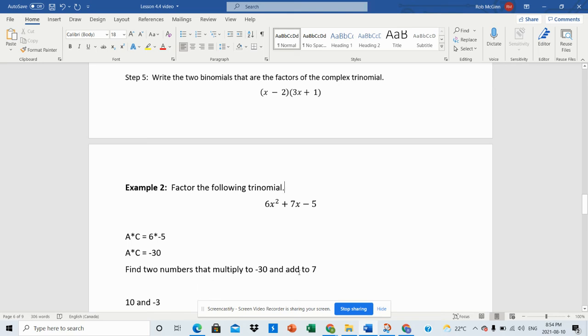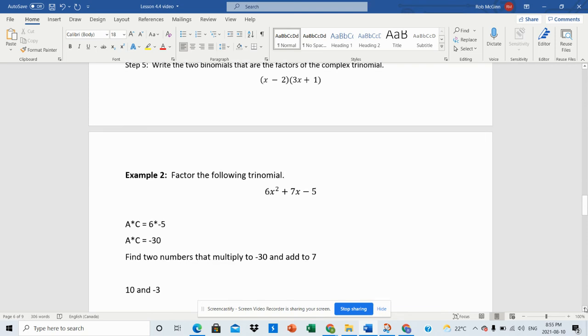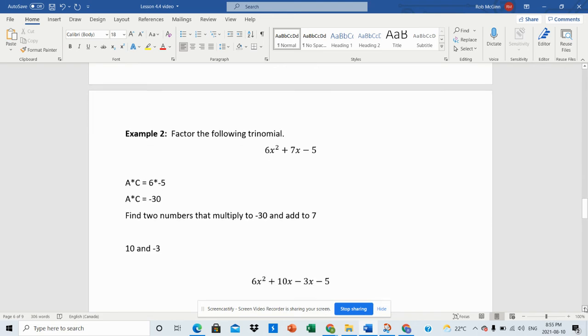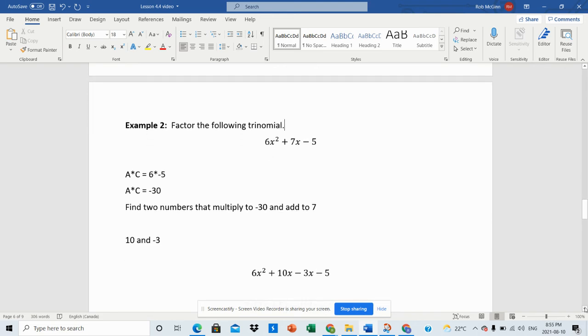Ooh, that could work. And it needs to add to positive 7, so I know that my 10 has to be the positive number. It's the larger number. So if B is positive, my larger number has to be the positive one. So my two numbers are going to be 10 and minus 3. And so I'm going to write those instead of my middle term of 7x. So 7x will be replaced with 10x minus 3x, which still equals 7x. So we haven't changed the integrity of the equation at all. So 6x squared plus 10x minus 3x minus 5.